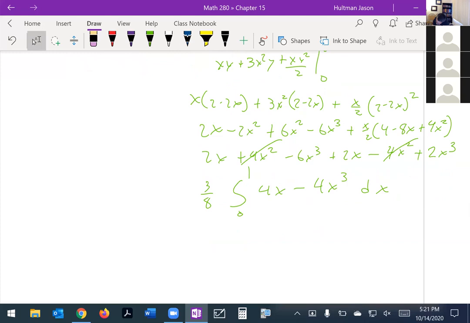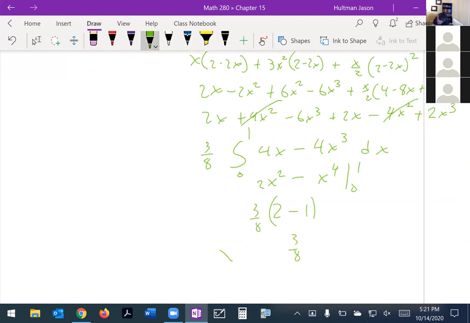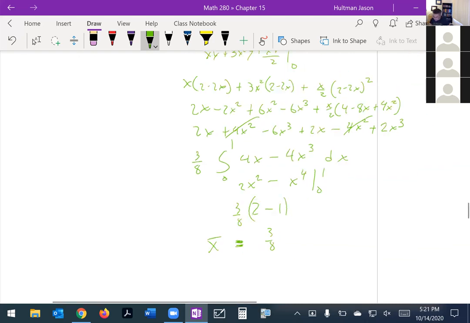Okay, nice. So now we're going to get 2x squared minus x to the 4th from 0 to 1. It's kind of cool. So this becomes 2 minus 1, which is 1, times 3/8, so that's 3/8. So x bar is equal to 3/8. Okay, so what does this mean? The x bar is equal to 3/8.